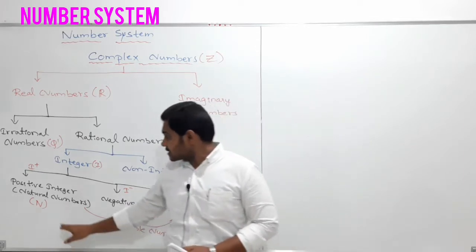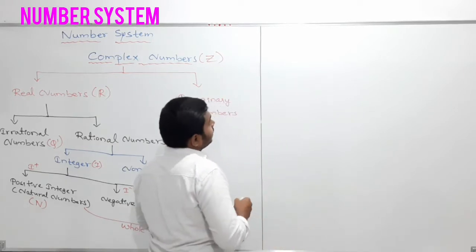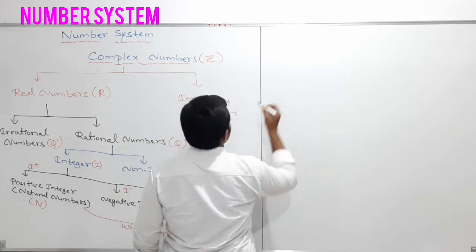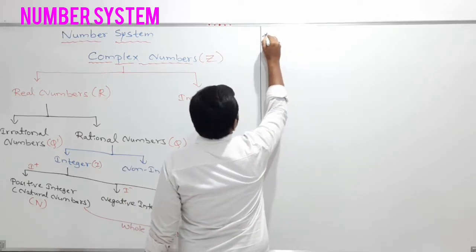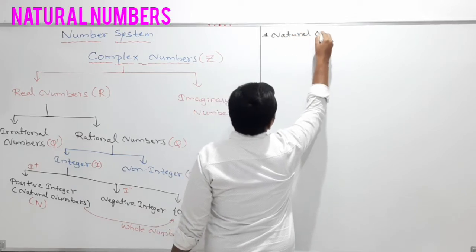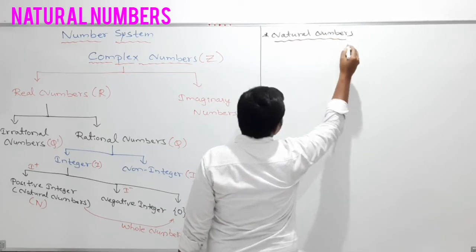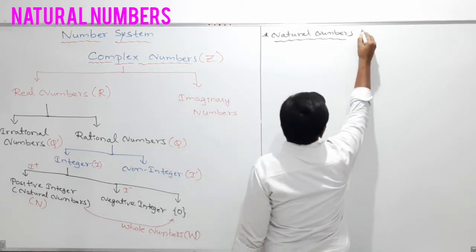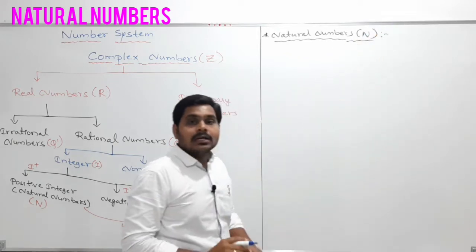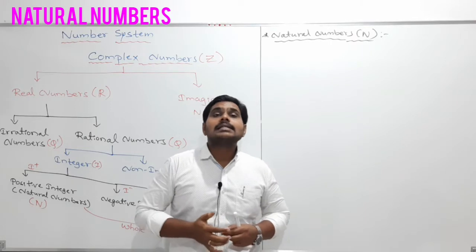So first we will discuss, my dear students, natural numbers. What is meant by natural numbers? First I am going to discuss natural numbers. What is meant by natural numbers, my dear students? And natural numbers are denoted by the symbol capital N. In Kannada you can call it Swabhavika Sankhyagalu.